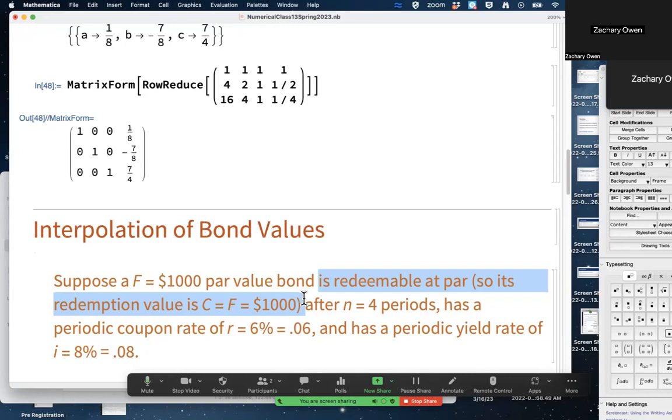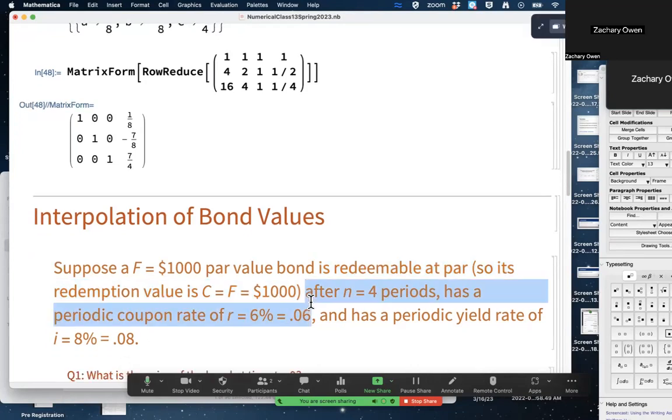This is an investment. So you would think that if you're getting $1,000 at the end, you're going to pay less than $1,000 at the beginning. And that is often true. Not always, though. Sometimes you actually pay more than the par value at the beginning. Why would anybody do such a thing? It's because you get these coupons along the way.